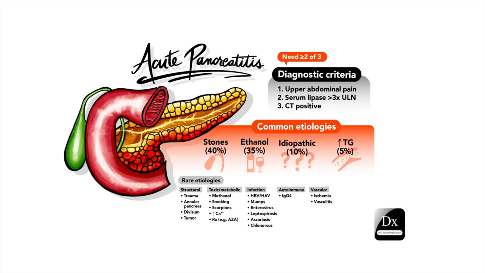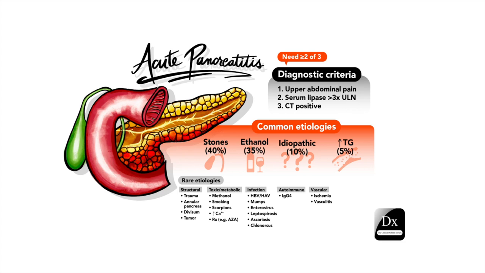Next are the toxic and metabolic causes such as methanol, smoking, scorpion bites, hypercalcemia, and medications. Common medications associated with pancreatitis include valproic acid, azathioprine, and loop or thiazide diuretics. Infections associated with pancreatitis include hepatitis B virus, hepatitis A virus, mumps, enterovirus, leptospirosis, ascariasis, and clonorchis. Autoimmune pancreatitis is associated with high levels of elevated IgG4. And lastly, vascular causes include pancreatic ischemia and vasculitis.